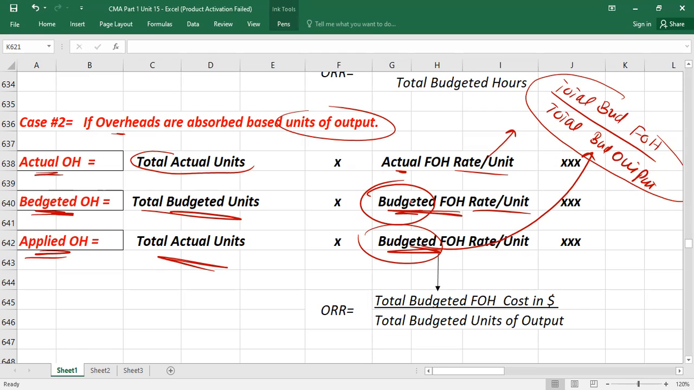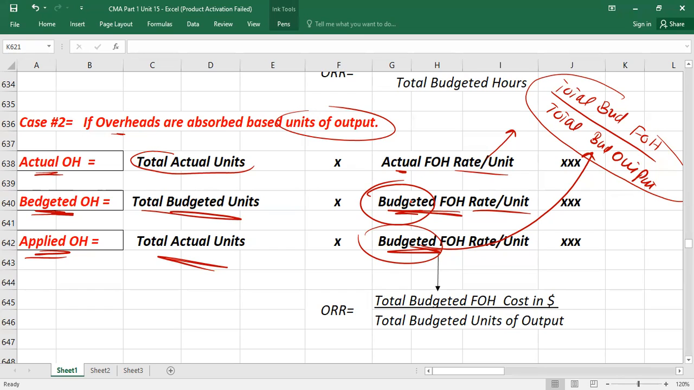How to find actual overhead? Read it. Actual output into actual rate. How to find budgeted? Budgeted output into budgeted rate. How to find applied? Actual output into budgeted rate. And what's the alternative name for budgeted rate? Standard rate, applied rate, absorption rate. Understood? So I told you three values, three words: actual overheads, budgeted overheads, and applied overheads.